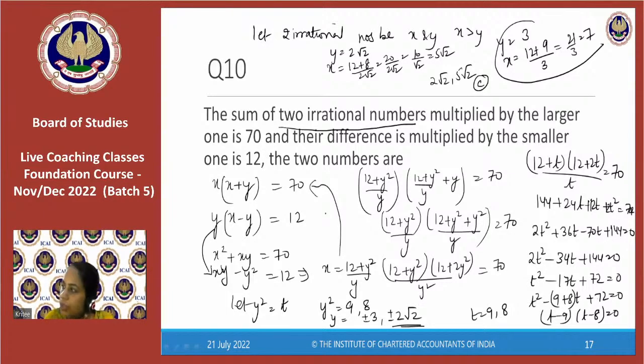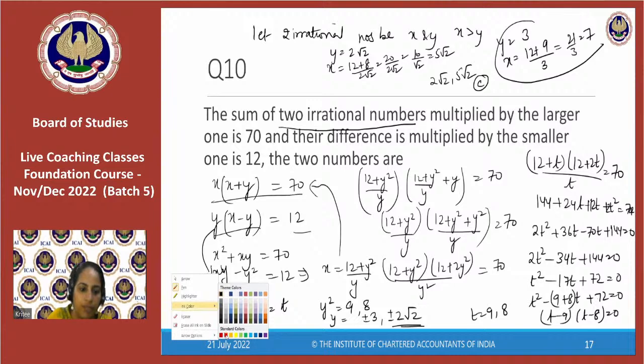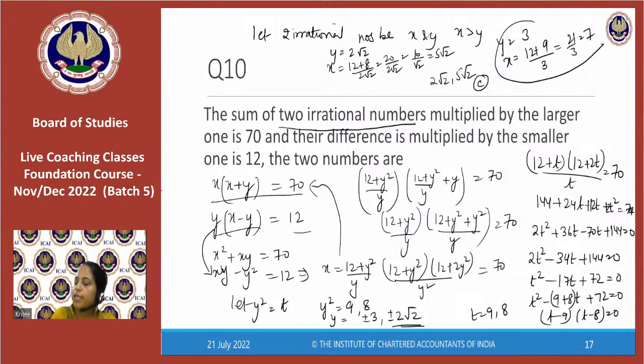Look here. I'm just telling you this question again. It says the sum of two irrational numbers multiplied by the larger one is 70, and the difference multiplied by the smaller one is 12. Because this is an MCQ kind of question, you can check whether the conditions are satisfied with the options given. If they are, then your question solves then and there itself. In the first part, you have two numbers, 3 root 2 and 2 root 3.